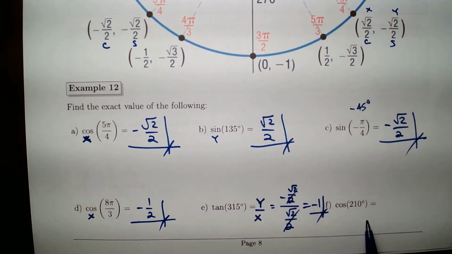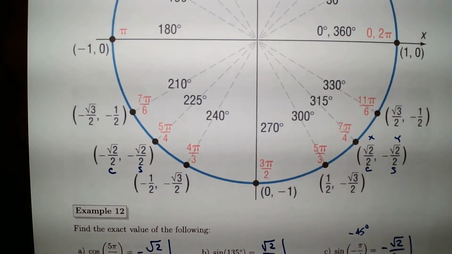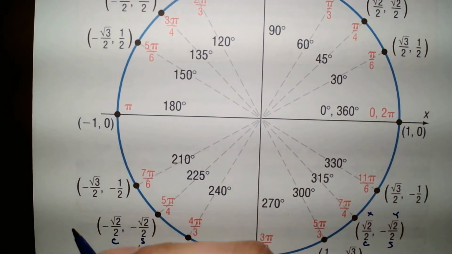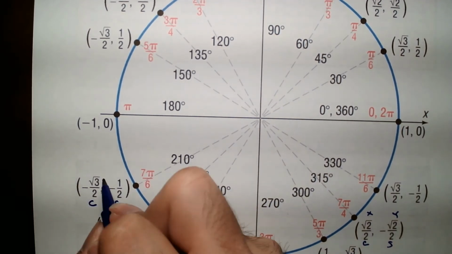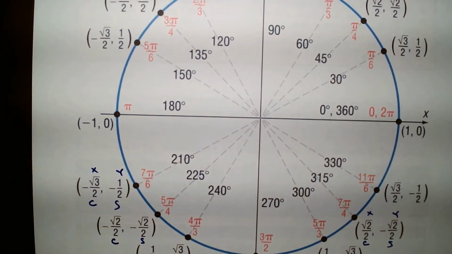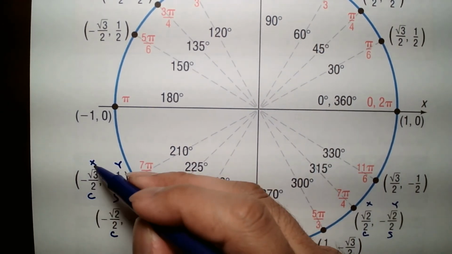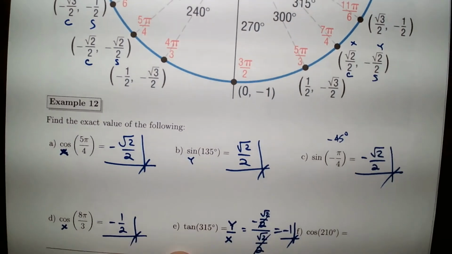Cosine of 210. Now in this case, we're looking for 210 degrees. Well, it's right there. What are we looking for? Well, this is cosine, this is sine, this is x, this is y. Alright, so cosine is the x value, simply root of 3 over 2.